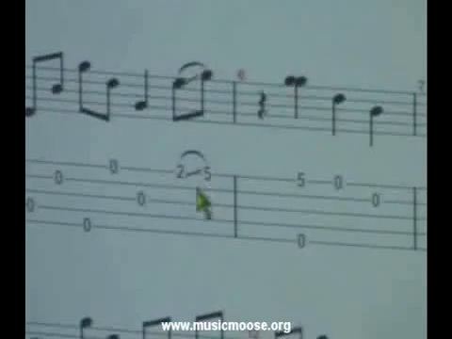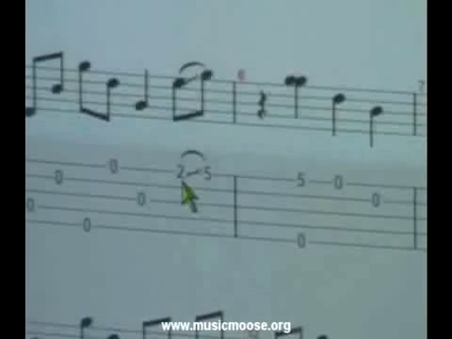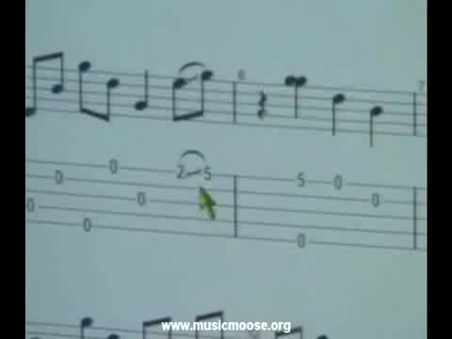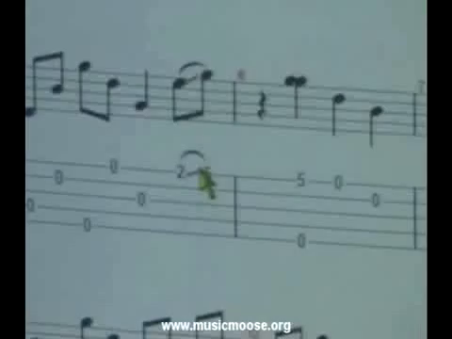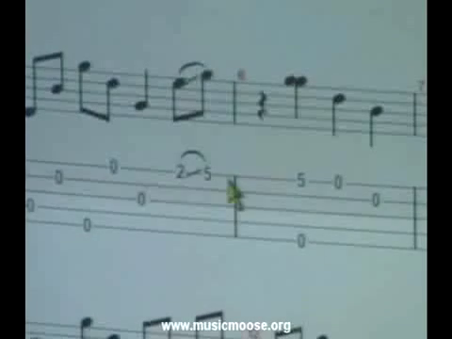Now I'd like you to look at the tablature first. You can see that we're playing on the 1st string with the 2 to 5 slide, and this is what the markings look like for a slide in the tablature. You can see that we have an arc tying them together. We also have a line sliding up towards the 5th fret.